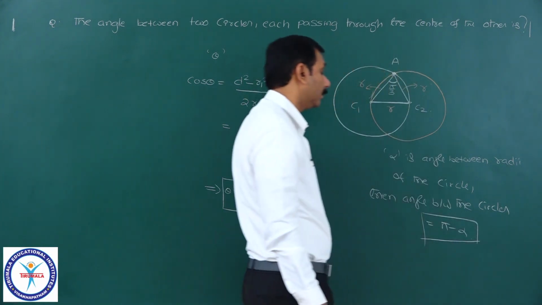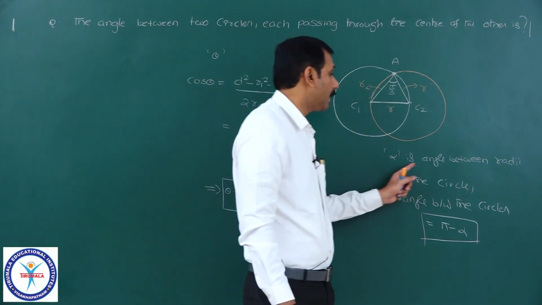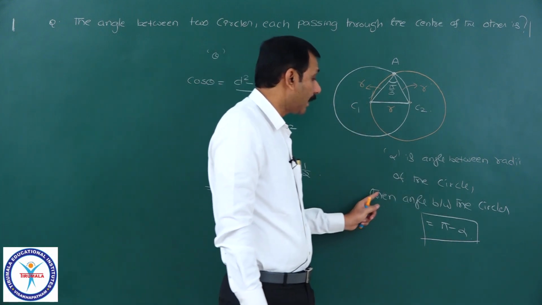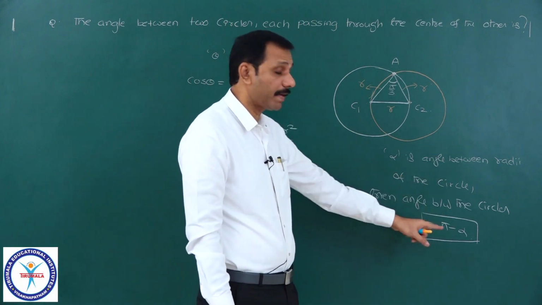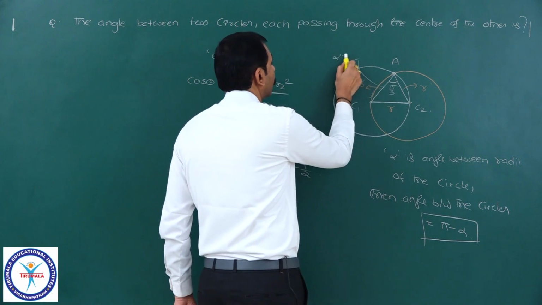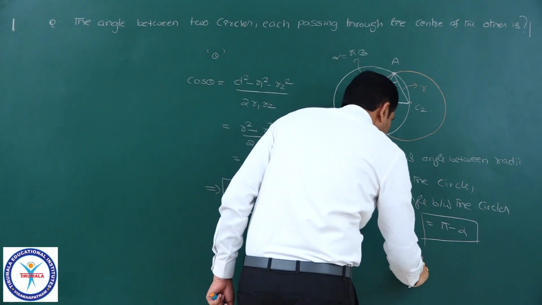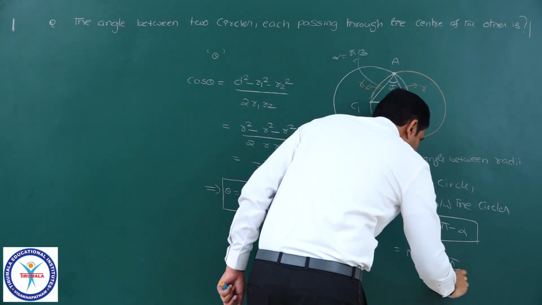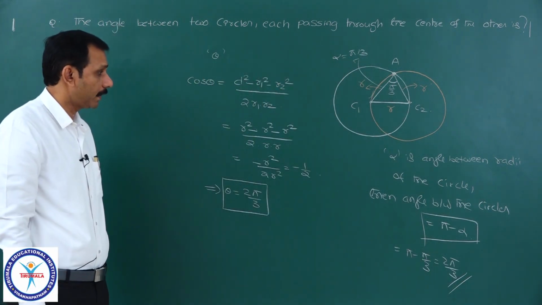This point we have discussed. Alpha is the angle between the radii of the circles, then the angle between the circles, meaning the angle between their tangents, is pi minus alpha. Here alpha is equal to pi by 3. Therefore, the angle between the circles is pi minus pi by 3, which is equal to 2 pi by 3. Hope you understood this one. We will move to the next problem.